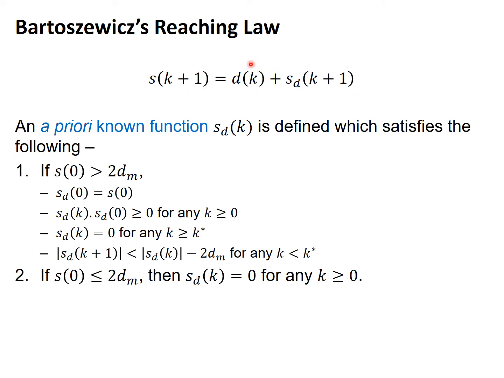Here he had added an a priori function to the Utkin's reaching law. You see, this part is Utkin's reaching law with disturbance. He has added an a priori known function SDK, defined in this way: if S0 is greater than 2 dm, then your SD0 should be equal to S0. That means if the initial value of the sliding variable is greater than 2 dm, then the initial value of this a priori function, we choose it to be the same as S0.